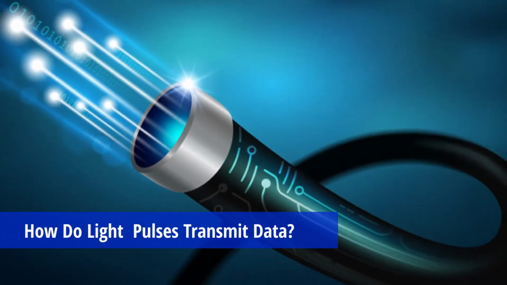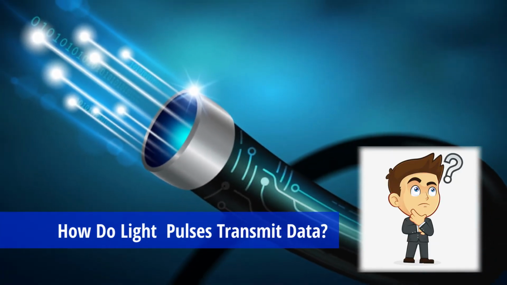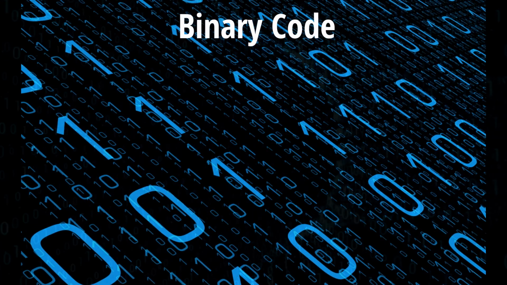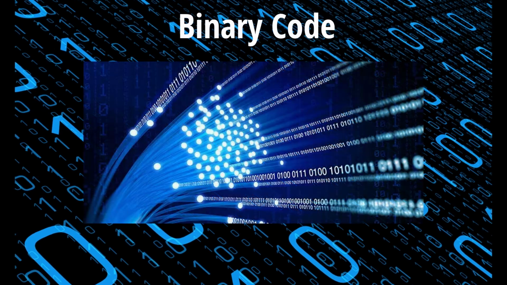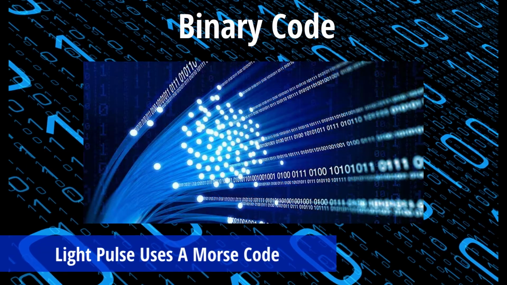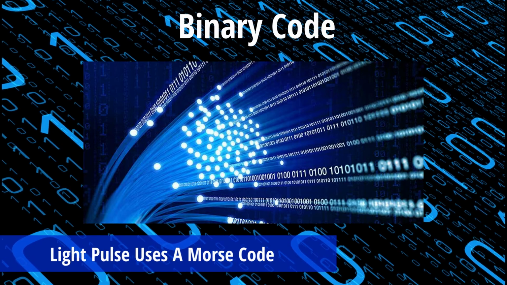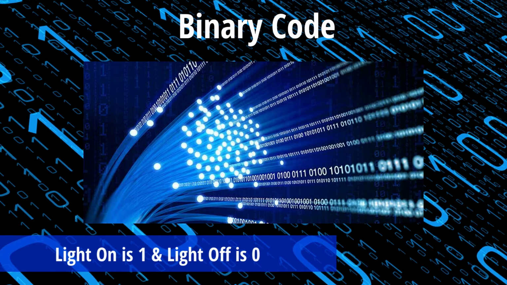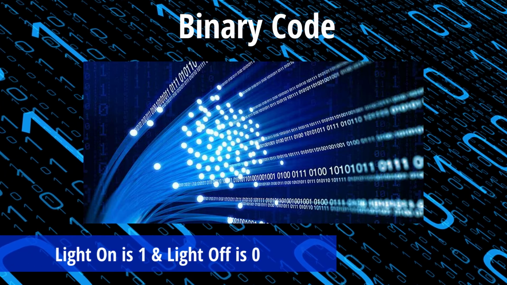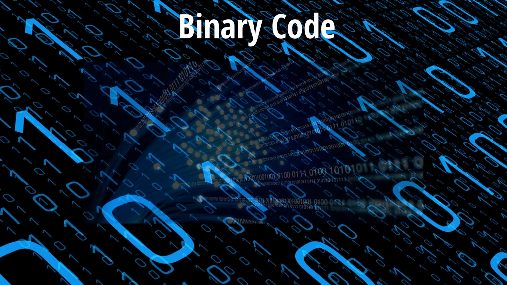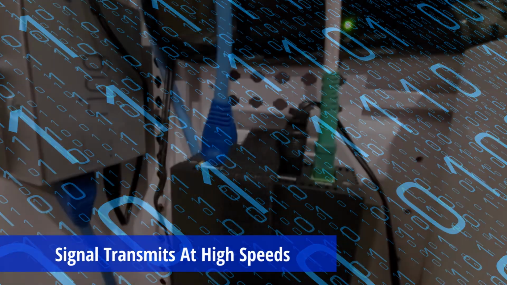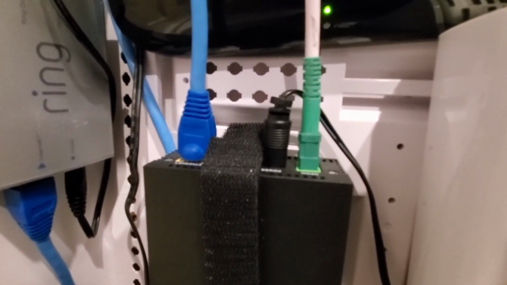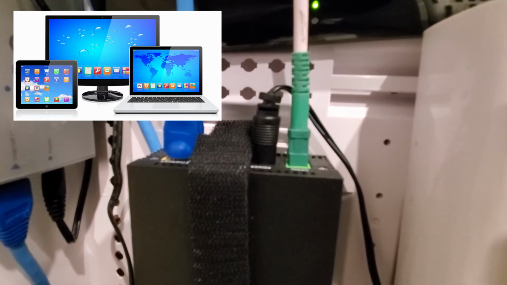So how do these pulses of light transmit data? Well, everything to do with computers is transmitted through binary code, zeros and ones. And the light pulse that's transmitted down the fiber optic cable uses a Morse code to represent the binary system of zeros and ones. So for example, light on is for 1 and light off is for 0. These pulses are transmitted at extremely high speeds. And once that signal gets to your fiber optic modem, the modem will convert the optical signal into a digital signal. And this digital signal is sent to your computer or devices.